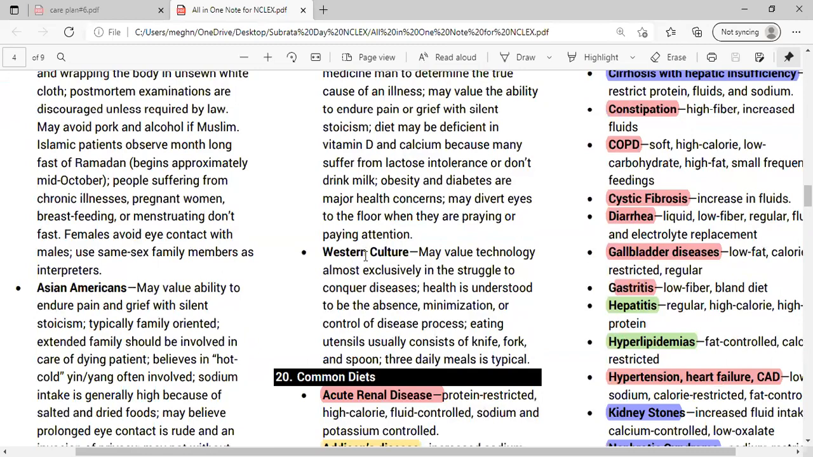In case of Western culture, they may value technology almost exclusively in the struggle to conquer disease. Health is understood to be the absence, minimization, or control of disease process. Eating utensils usually consist of knife, fork, and spoon, and 3 daily meals is typical.